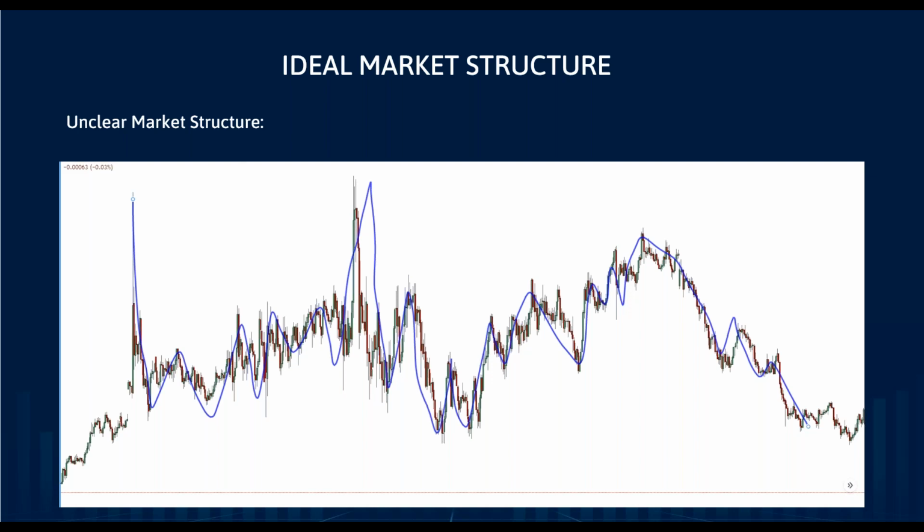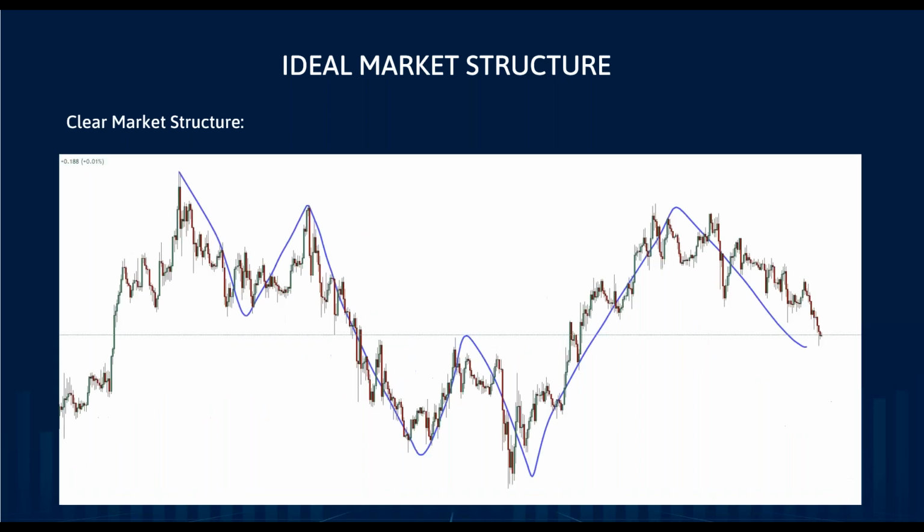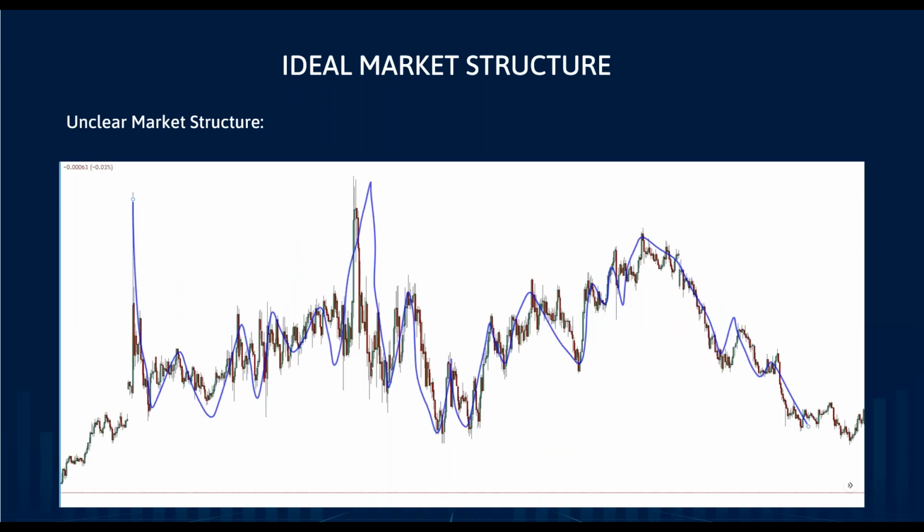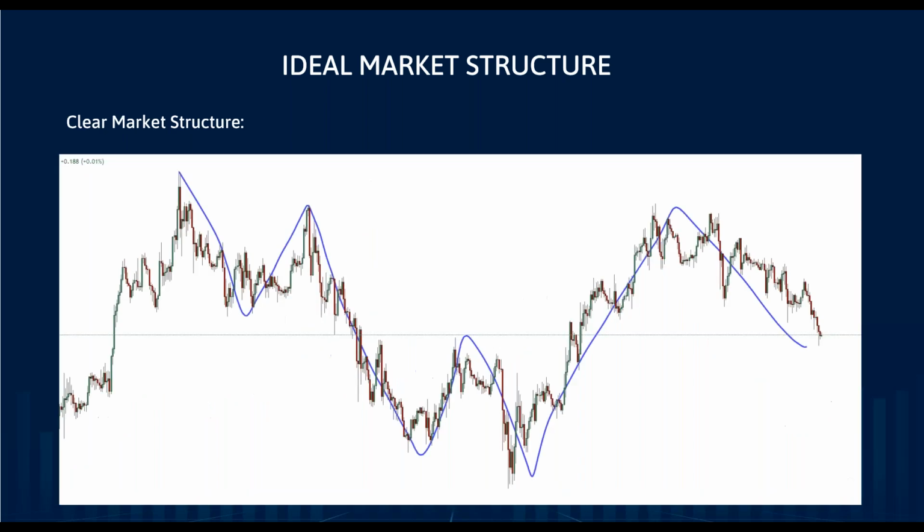All right, so this is an example of an unclear market structure, and we move on. Over here on the slide, what we have is a picture of a clear market structure. If I switch back again, you can tell that one picture of the chart is very choppy with very long wicks. The next one, we see price moving in a nicer, neater manner. Yes, there are long wicks every now and then. However, the market structure is a lot clearer.